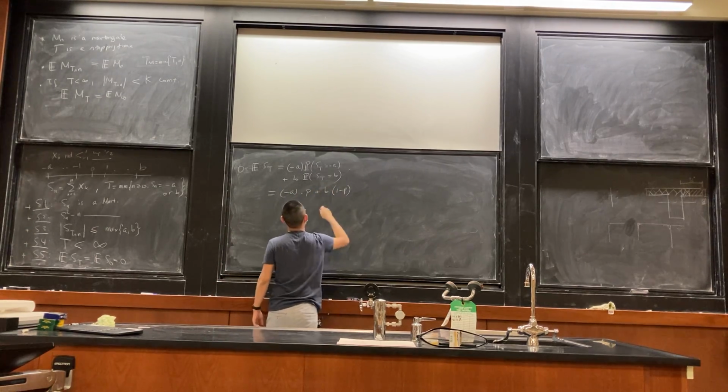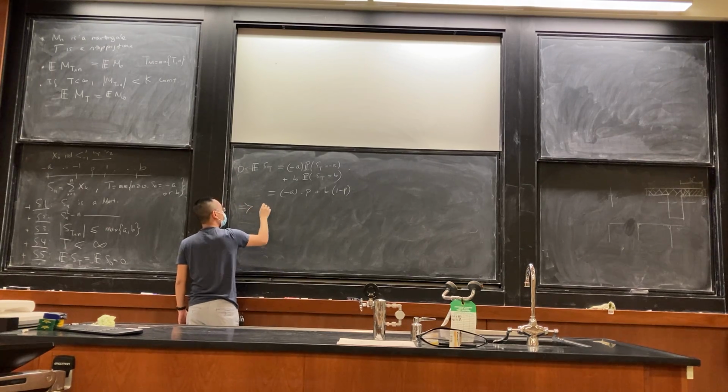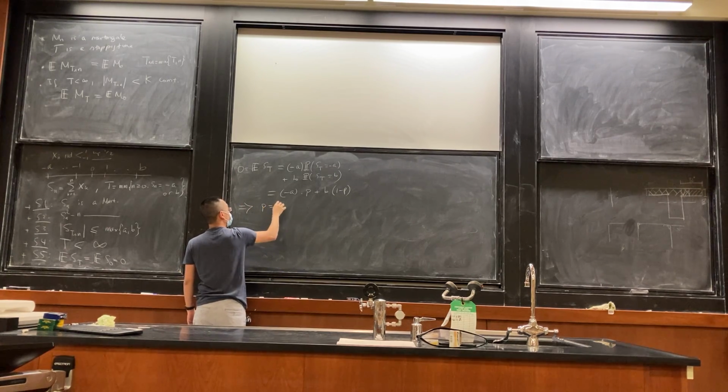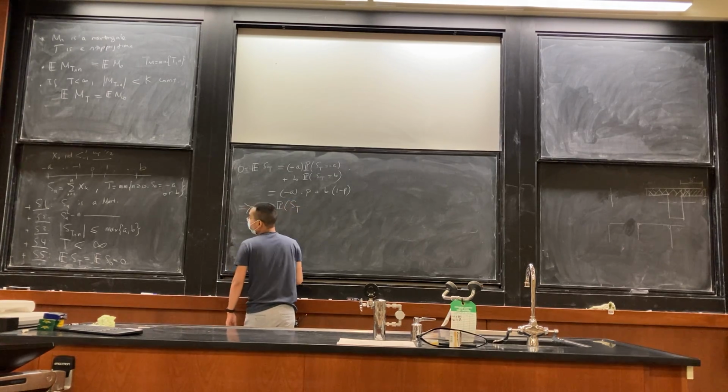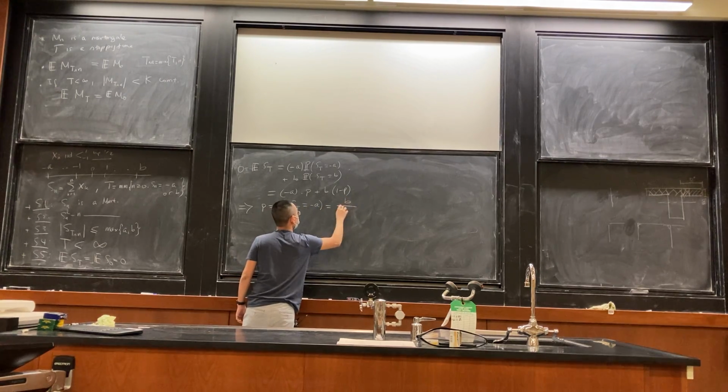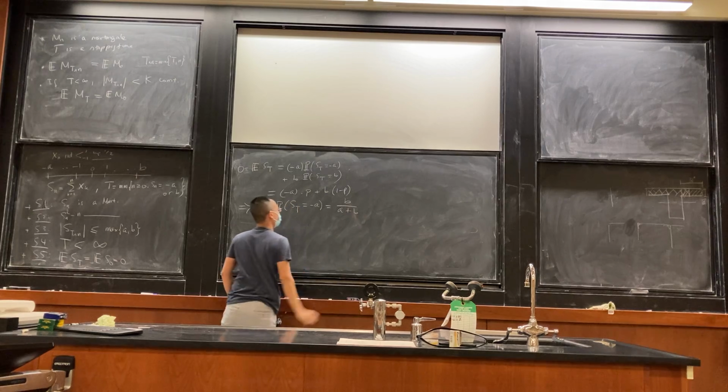Implying the probability that the random walk will hit negative A is B over A plus B. Okay.